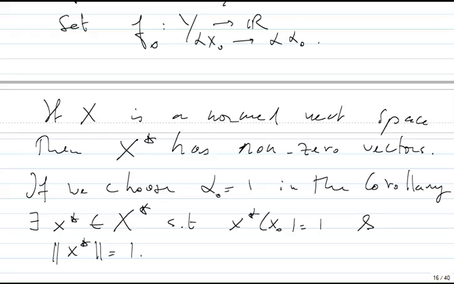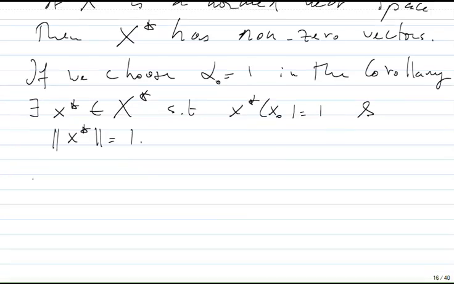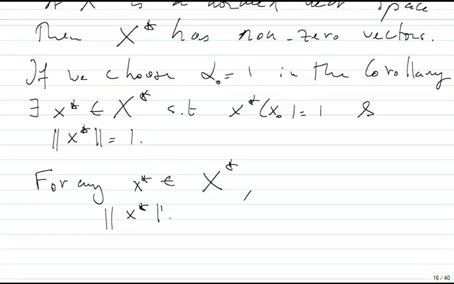We know that for any x star in the dual, the norm of x star is equal to the sup of |x star of x| when the norm of x is equal to 1, x belongs to X. Okay, so we know that.